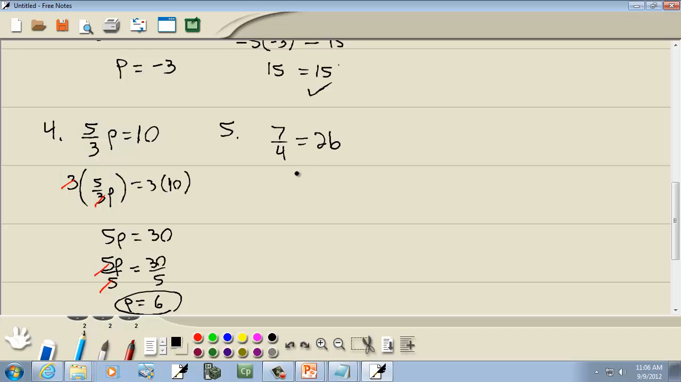7/4 is equal to 2b. Okay. First step, get rid of parentheses. Don't have any. Second step, get rid of fractions. I do have a fraction here. So we have one denominator, so that is our LCM. So multiply both sides by 4.